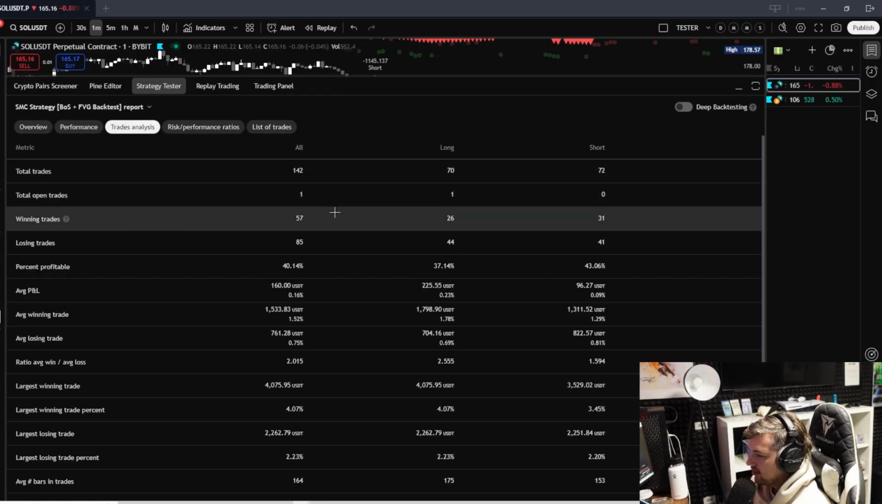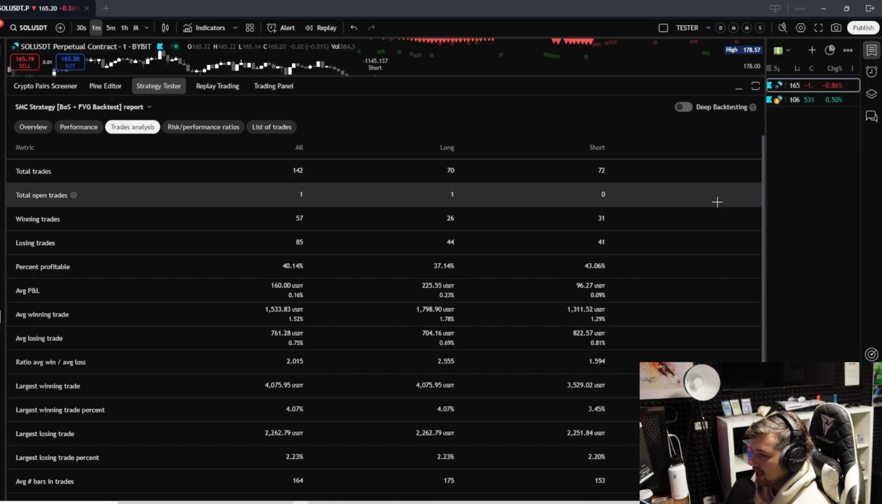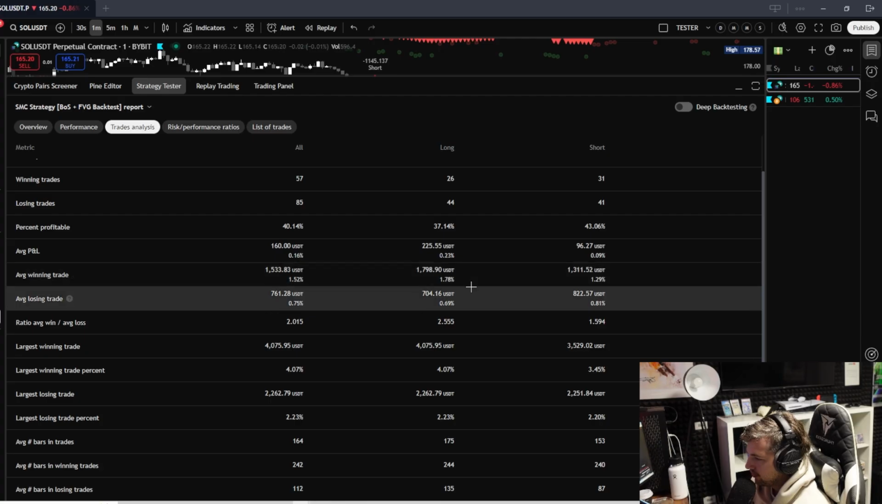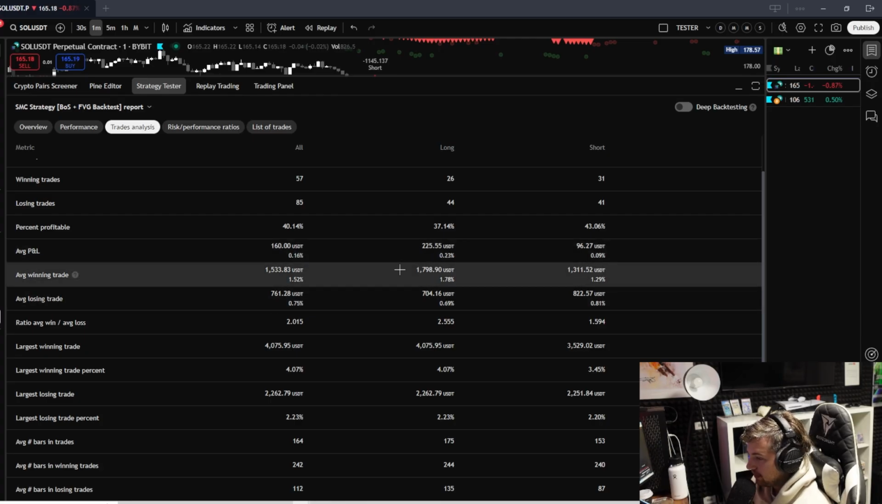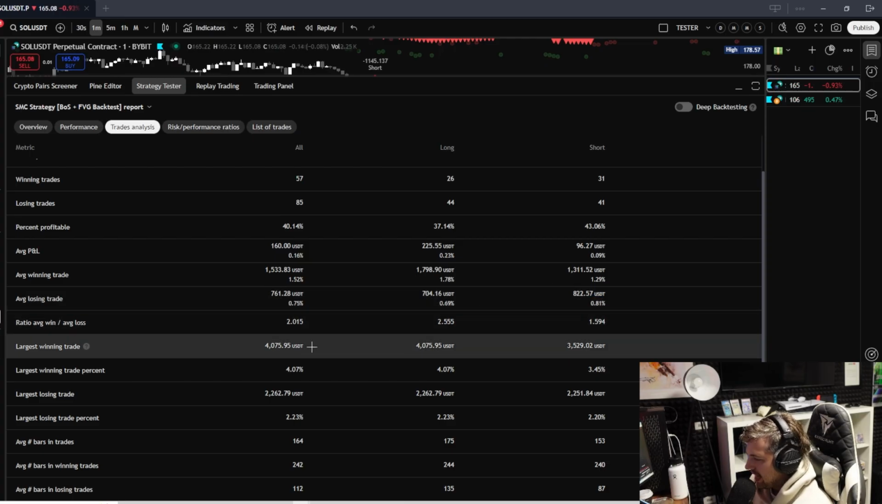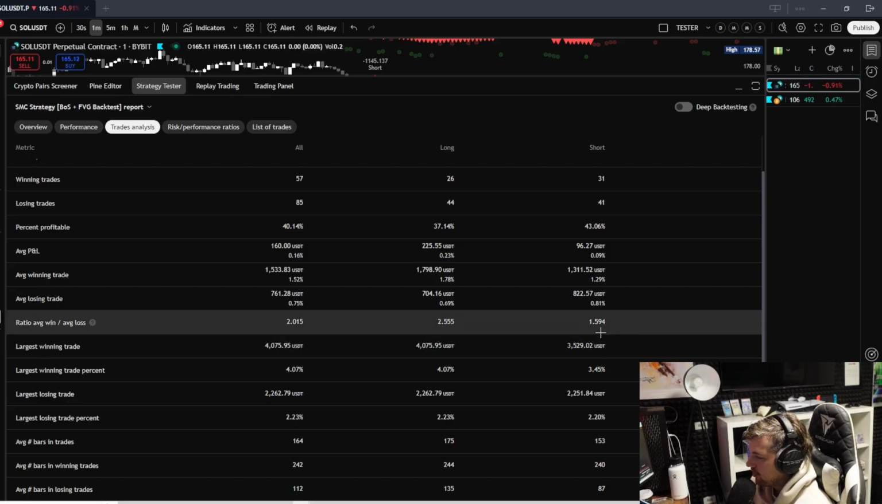And through the trades analysis, we can see that there were 57 winning trades. We actually had more winning trades on shorts than longs, but still made more money on longs. Average P&L for both was profitable, which is really good. Average winning trade was nearly at $1,800 for longs, $1,300 for shorts. Average losing trade, again, it seems like it did cut that stop loss a little bit closer. Now under $1,000 for each. So we had $700 loss on the longs, $800 loss on the shorts, and the largest winning trade again goes to the longs at $4,000 and $3,500 on the shorts.